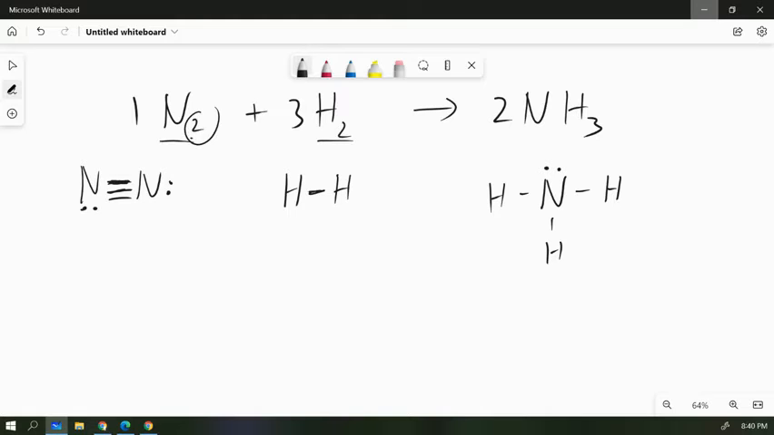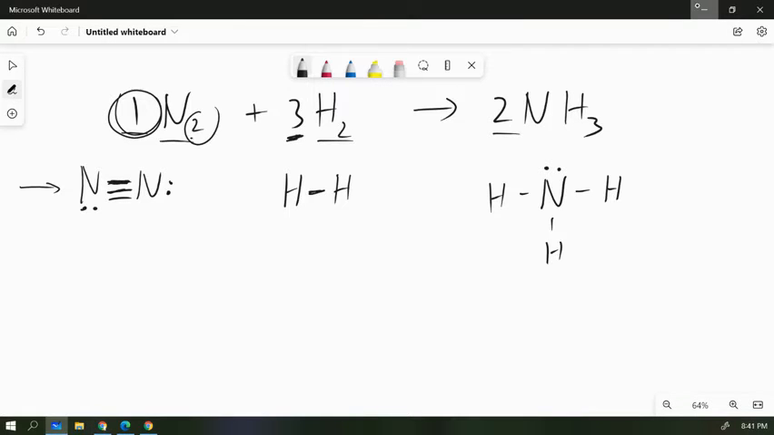There's a couple of ways we can go about this now. I'm going to show you visually how we would do this. I'm going to take into account now the coefficients for each one of these. What the coefficient tells us, like 1 here, is that we only have one of these N2 molecules. So I'm going to leave that one the way it is because I have one there already. But then I come over to H2 and I have 3 of those.